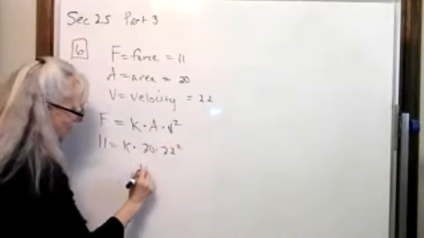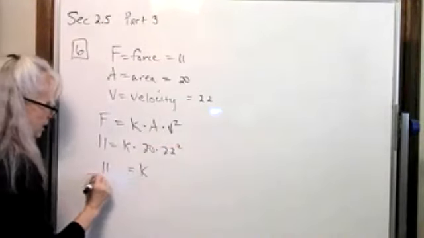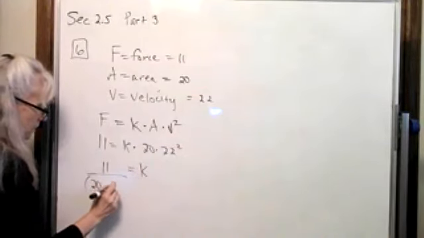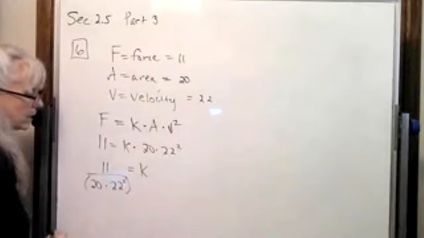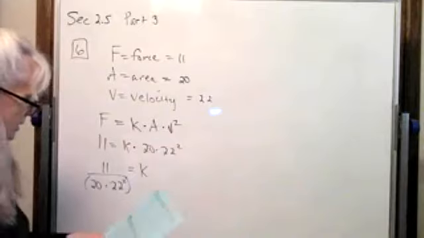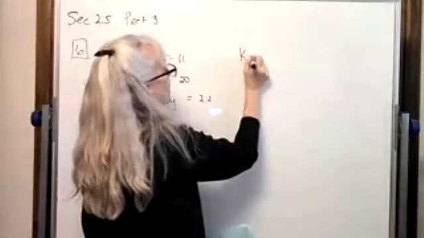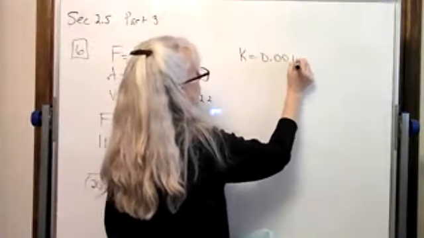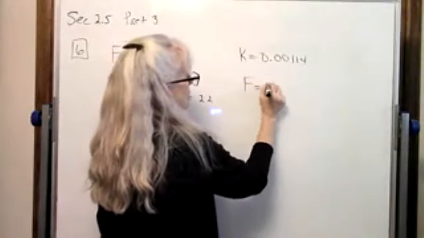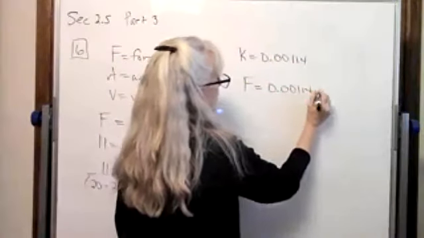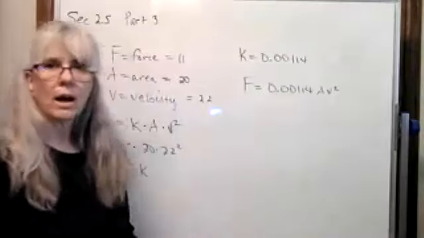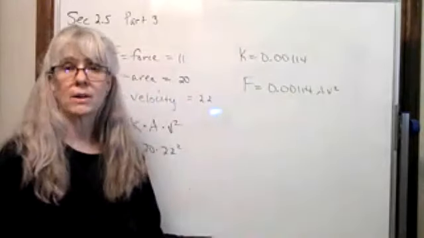Now I'll admit that I simply said, well, that means K is equal to 11 divided by 20 times 22 squared. And then I just went directly to my calculator. I didn't bother to calculate this out. I just divided it out. If you do that, K is equal to 0.0011. So now we have an equation that F is equal to that constant times the area times the velocity squared. So now if you give me an area, I can tell you what kind of force if I know how fast the wind is blowing.